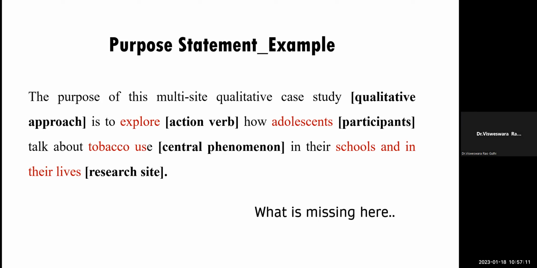So the purpose of the study is a multi-site qualitative case study to explore how tobacco use affects students in their schools and in their lives. Okay, so what is missing here? The general definition is missing, ma'am. And the meaning of tobacco use? Yes, very right. So what do they mean by tobacco use? That is missing here.